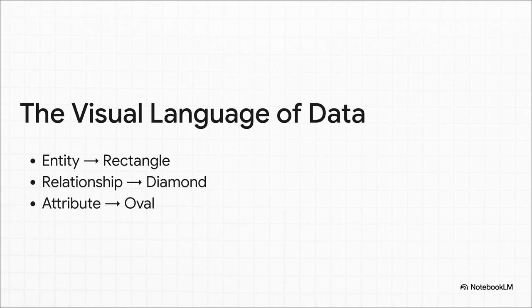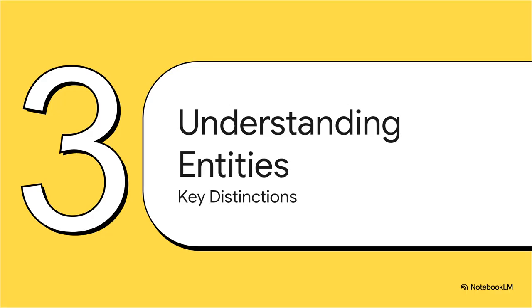Now, here's where the ER model really shines as a true blueprint. Each of these components gets its own special symbol. Entities are rectangles, relationships are diamonds, and attributes are ovals. This creates this simple, universal visual language. It's just like an architect's floor plan. Anyone, from a manager to a developer, can look at the diagram and immediately understand the structure of the entire system.